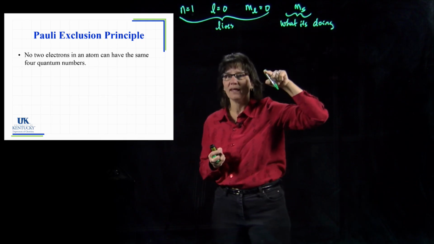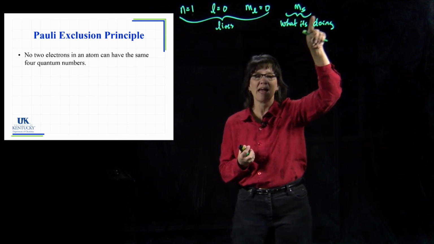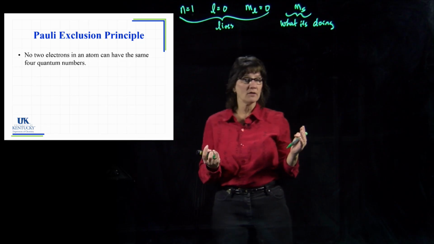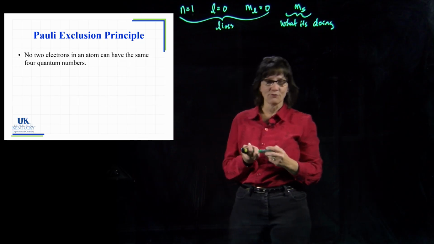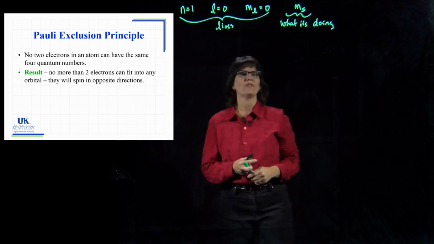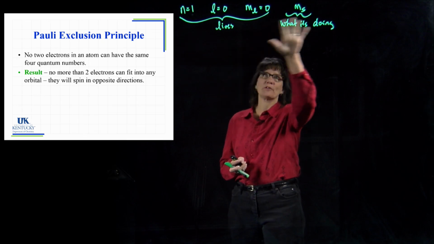All right, it's spinning, and it tells me which way it's spinning. No two electrons can have the exact same 4 quantum numbers. They can have 3 that are the same, as long as the 4th one is different, we'll be okay. So what is the result of that? This is the bottom line. The Pauli exclusion principle has to do with the quantum numbers.